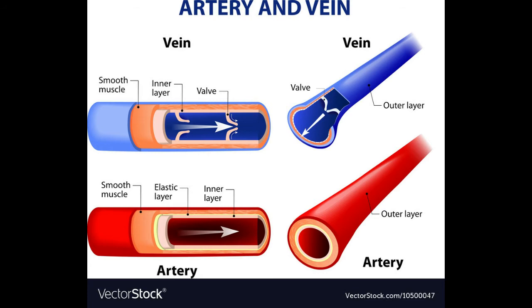Now the arteries, they don't have valves in them. Why? Because the blood which is present in the artery is full of oxygen. So in arteries, even if the blood flows in the backward direction, there is no harm in that. So there are no valves in the arteries. While in veins, the blood is deoxygenated. So there should not be the backward flow of the blood in veins. So valves are essential in veins.